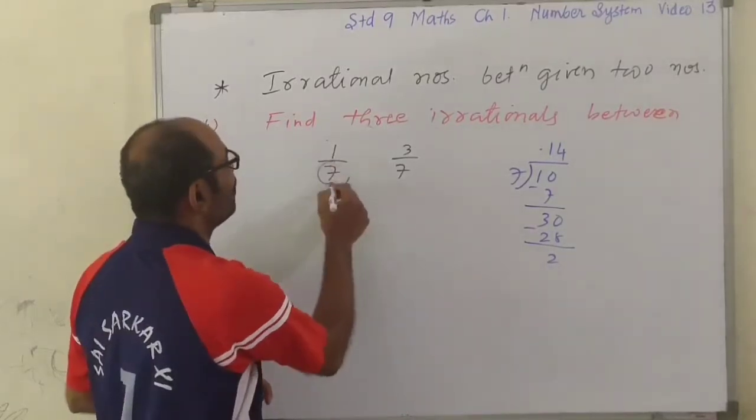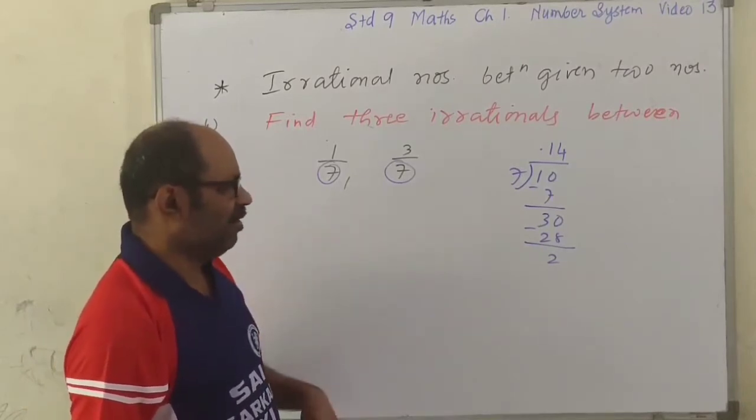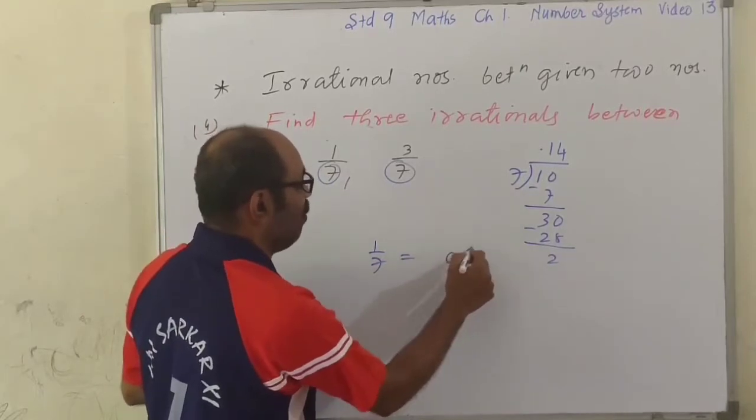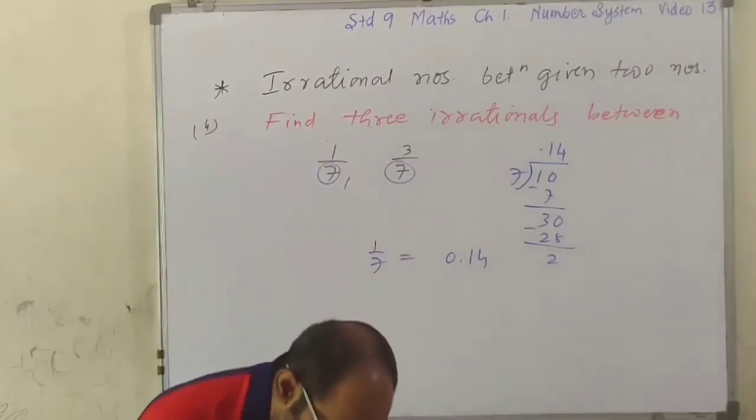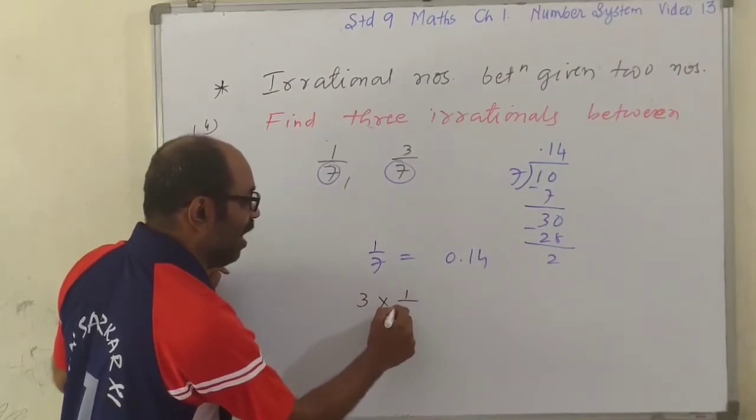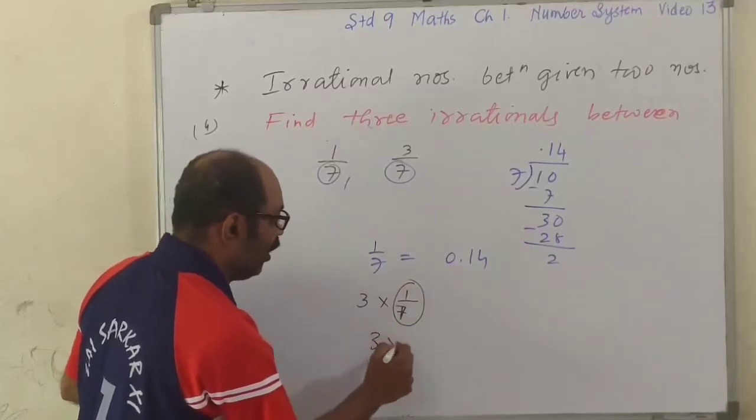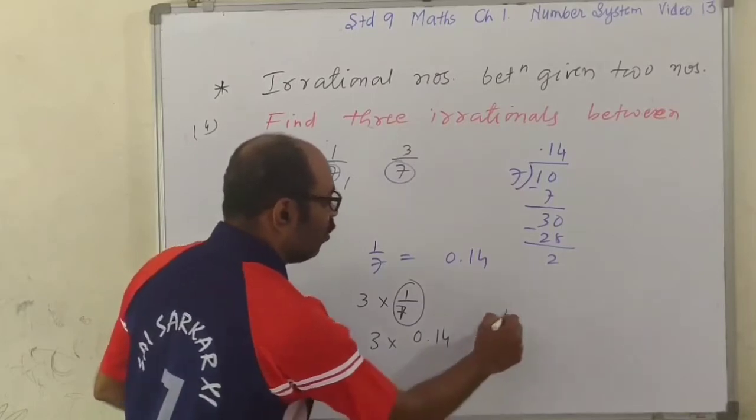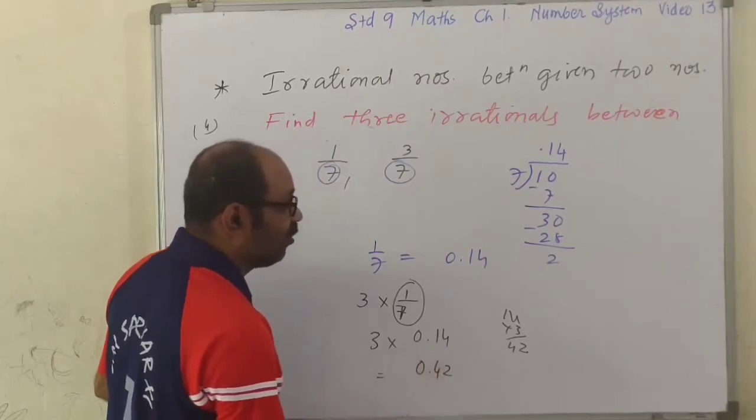Children, because these denominators are like, what can you do? The value of 1 upon 7 you know, 0.14. Am I right? What is 1 upon 7? 0.14. Now you have to find 3 upon 7. That means 3 multiplied by 1 upon 7. Can you write it that way? And this value you know, 3 into 0.14. So you multiply: 14 threes are 42, and 2 places of decimal, so 0.42.